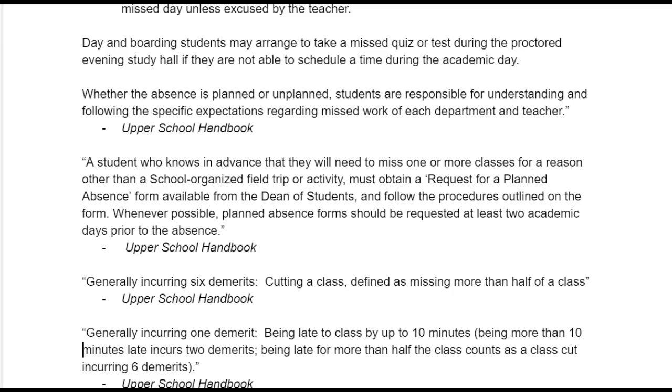It's all good. If you know in advance that you're going to miss class, you need the planned absence form. You need that 2 academic days before the absence. Cutting class is a 6 demerit offense. That's in the handbook. So if you're missing more than half the class, you're going to see demerits. Hopefully this won't happen. I'd like it not to, but things being as they are, we need to have rules.